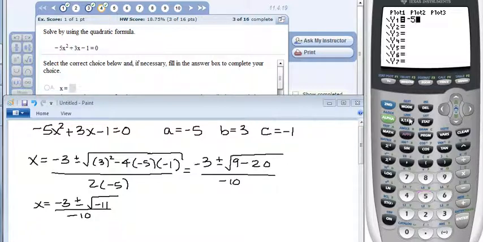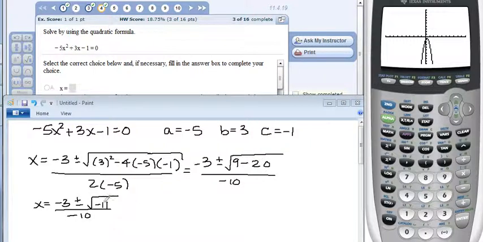Since I have imaginary, non-real solutions, this thing should be hanging in the air and not crossing the x-axis at all. Otherwise, there's something wrong. Yep. Look at that. It doesn't touch the x-axis. See how it doesn't even touch? That's an indication that we have complex solutions. Plus, we have a negative underneath this radical sign, so that means there's no real solutions.